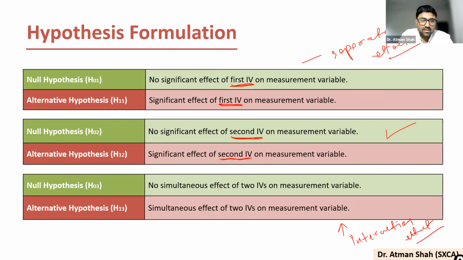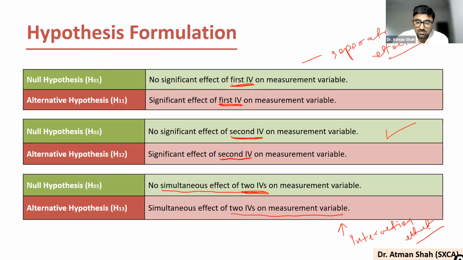So no simultaneous effect of two independent variables on measurement variable. And again, we have the simultaneous effect of two independent variables on measurement variable. So this is how we formulate null and alternative hypothesis in one-way ANOVA.